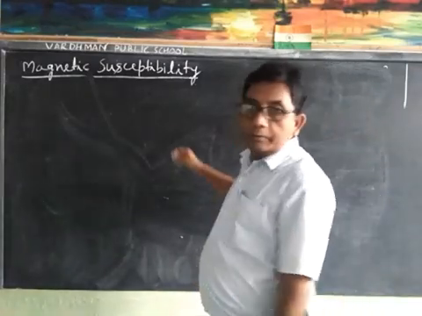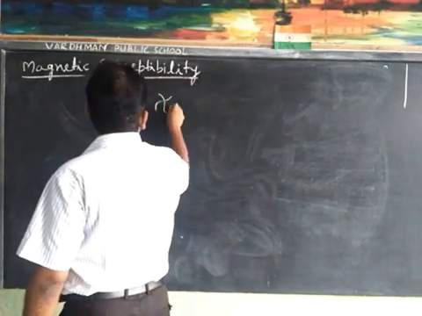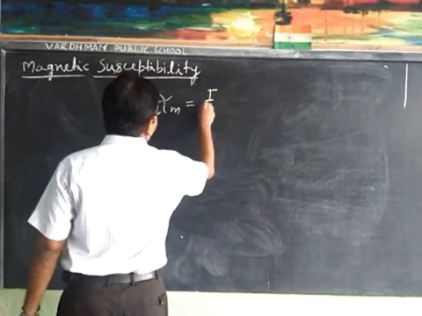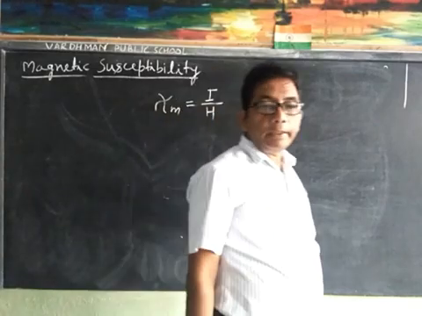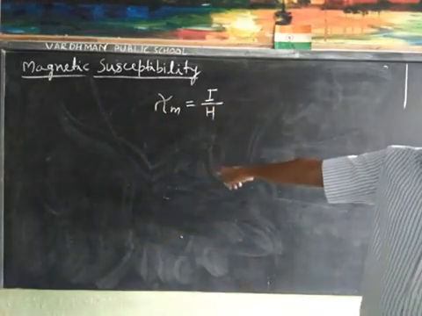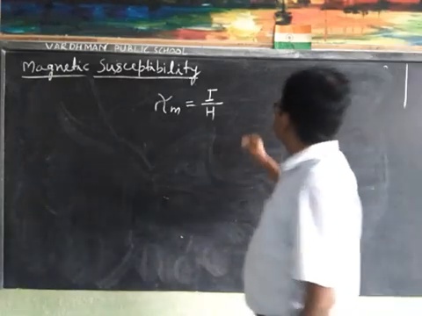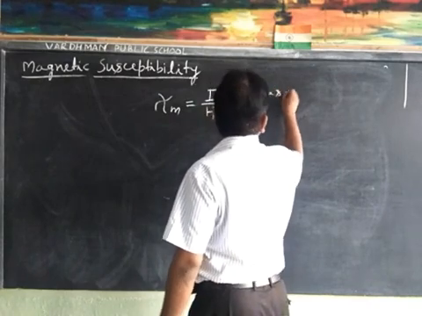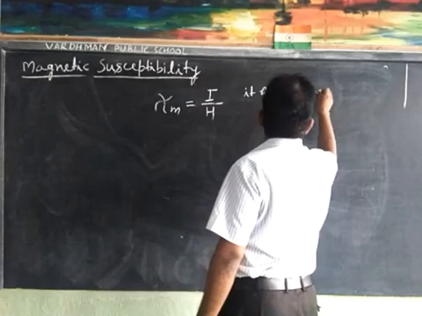We can denote magnetic susceptibility by chi m. Chi m is the ratio of the intensity of the magnetization to the magnetizing field intensity. It has no unit.